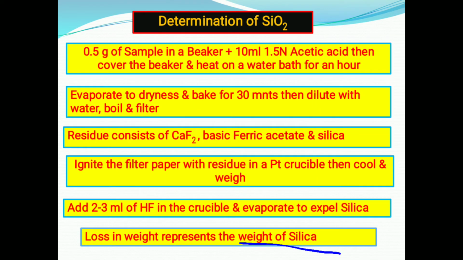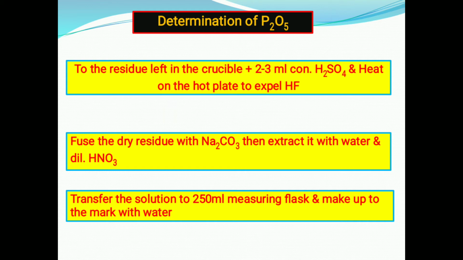The loss in weight of the residue will give the weight of silica. So for the determination of silica, what should you do? Take the sample, add acetic acid and dissolve it. Then the residue contains calcium fluoride, basic ferric acetate, and silica. So ignite it in a platinum crucible, then add HF and evaporate to expel silica. Then the loss in weight of the residue will give the weight of silica which is present in the sample. Then we can calculate it.